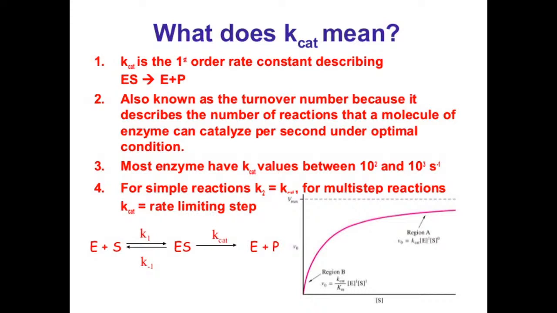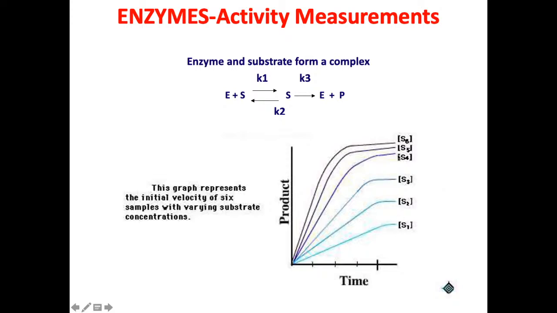So what does K catal actually mean? K catal is the first order rate constant describing enzyme substrate giving rise to enzyme plus product. It is also known as the turnover number because it describes the number of reactions that a molecule of an enzyme can catalyze per second under optimal conditions. Most enzymes have K catal values between 10 raised to the power 2 and 10 raised to the power 3 per second. So enzyme plus substrate gives rise to enzyme substrate, and then enzyme plus product. All different substrates will have different rates of reaction at which the product is produced.